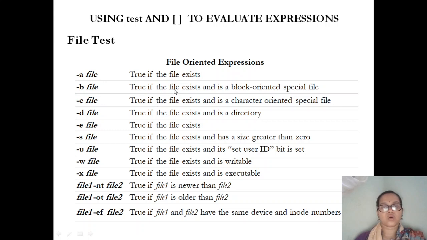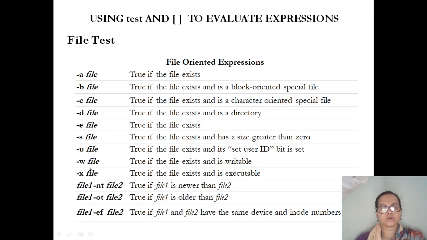And if you want the file to exist and be a block-oriented special file, then -b. If it is character-oriented, it is -c. If it is a directory, it is -d. -e checks whether the file exists or not. -s shows that the size is greater than 0. -u file is true if the file exists and its set-user-ID bit is set.